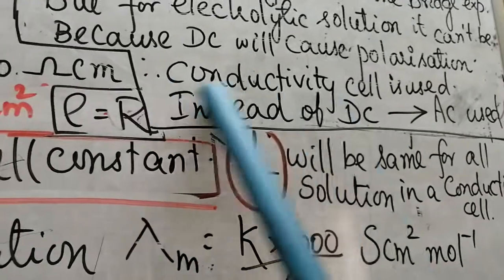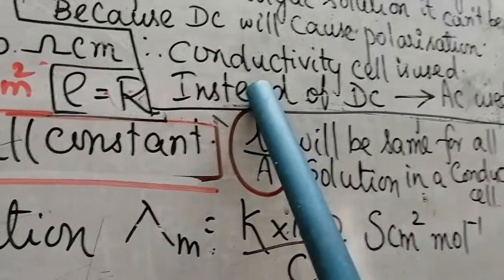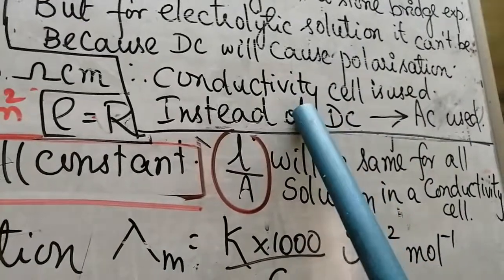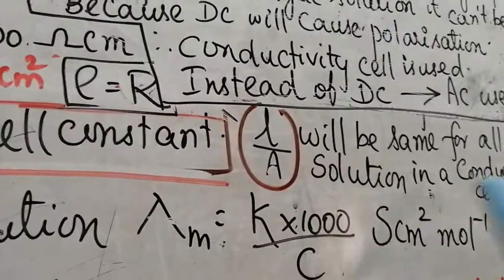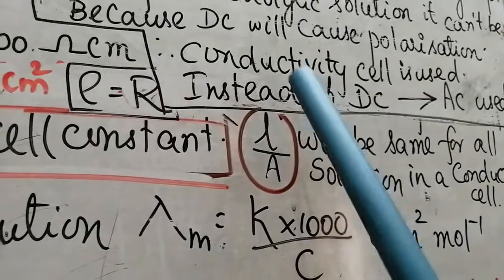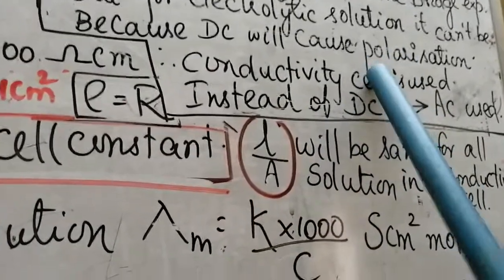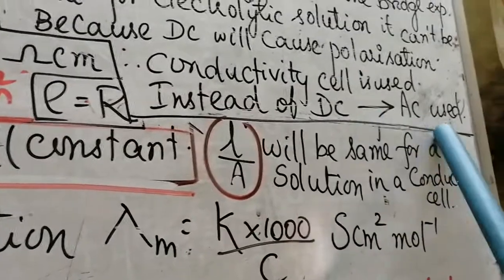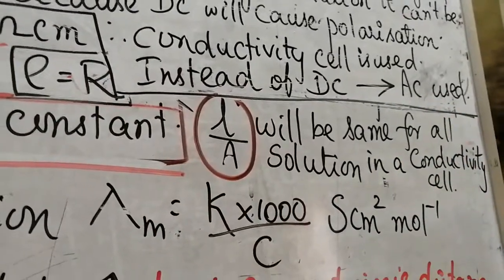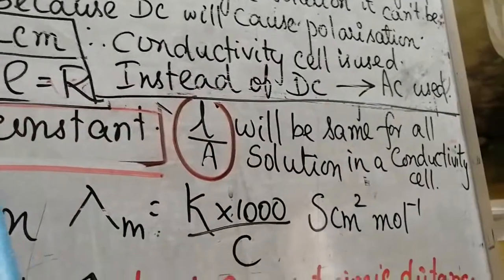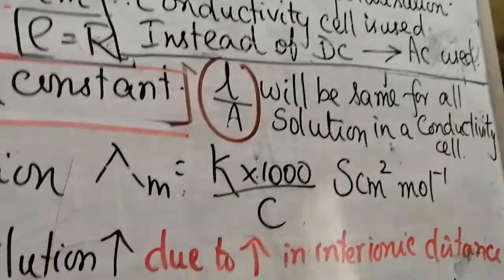To avoid that, we use a cell called a conductivity cell. The first problem is solved. The conductivity cell will have a tank in which you can have the solution with the two electrodes. Instead of the DC current which will cause polarization, we can use AC current. So what will happen? With this alternating current, the forward reaction, when it comes in the backward direction, will be reversed. Now let us see in the textbook how the Wheatstone bridge is working.